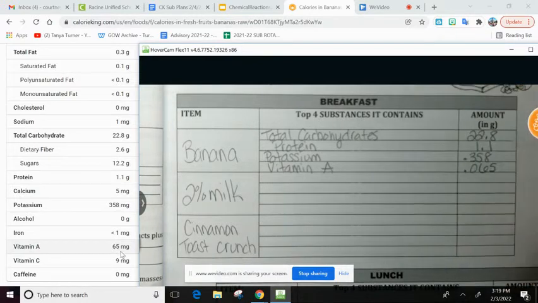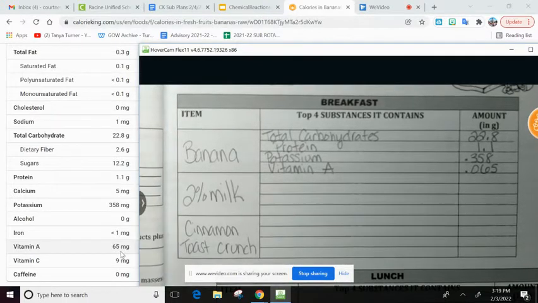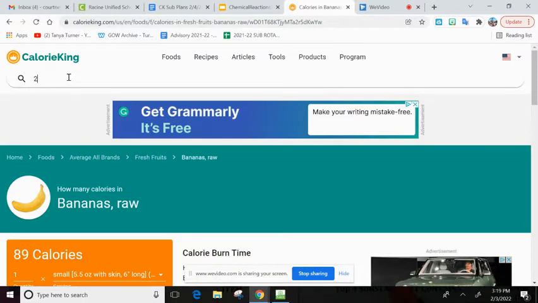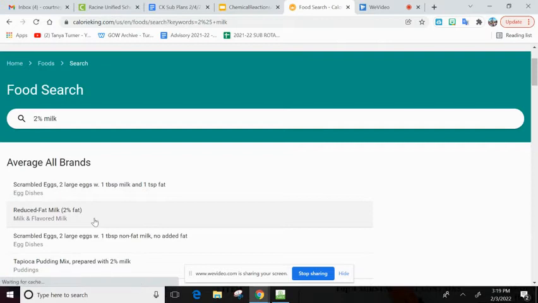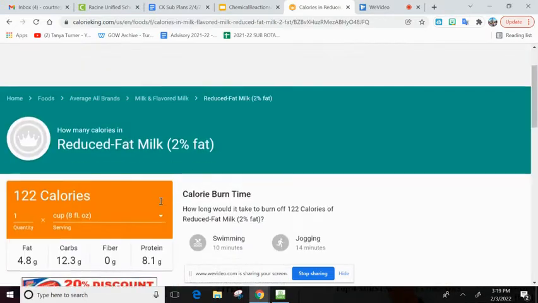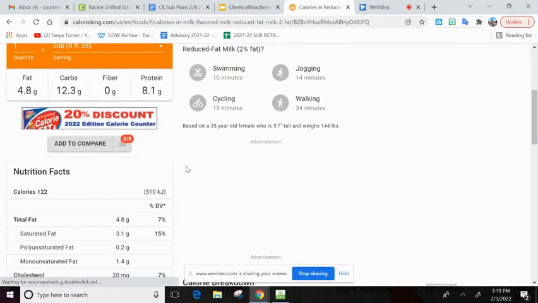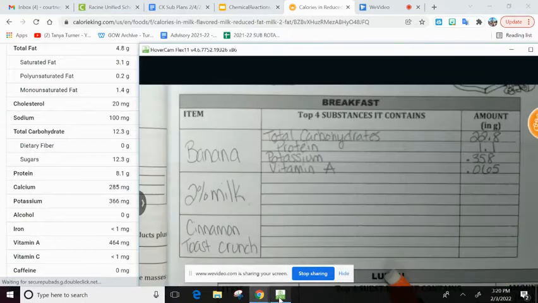If you would like to do your own, instead of the 2% milk and Cinnamon Toast Crunch that I listed, you may. I am going to go ahead and do the 2% milk with you. So you go to the search bar again. I'm writing in 2% milk. You do need to be specific so that it comes up with exactly what you want. So I'm looking for just normal 2% milk, not scrambled eggs, just reduced fat 2% milk.